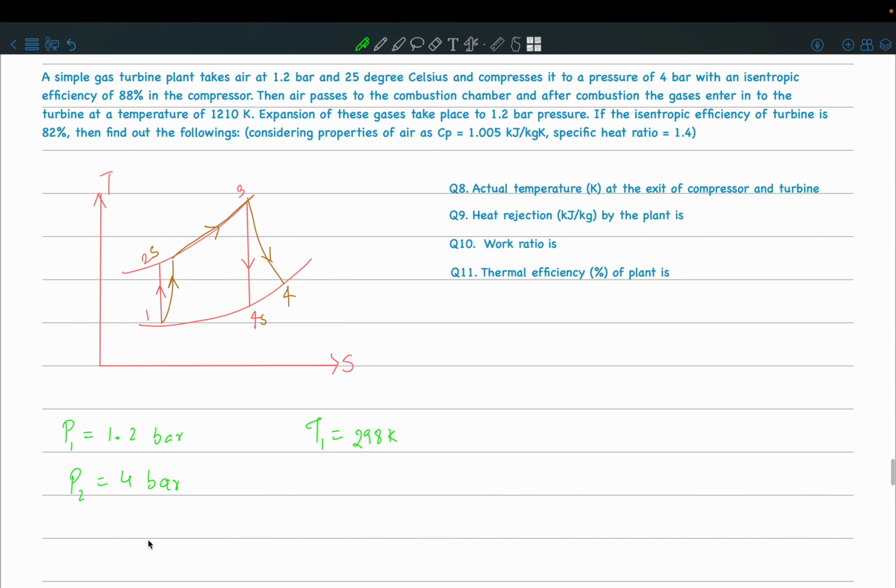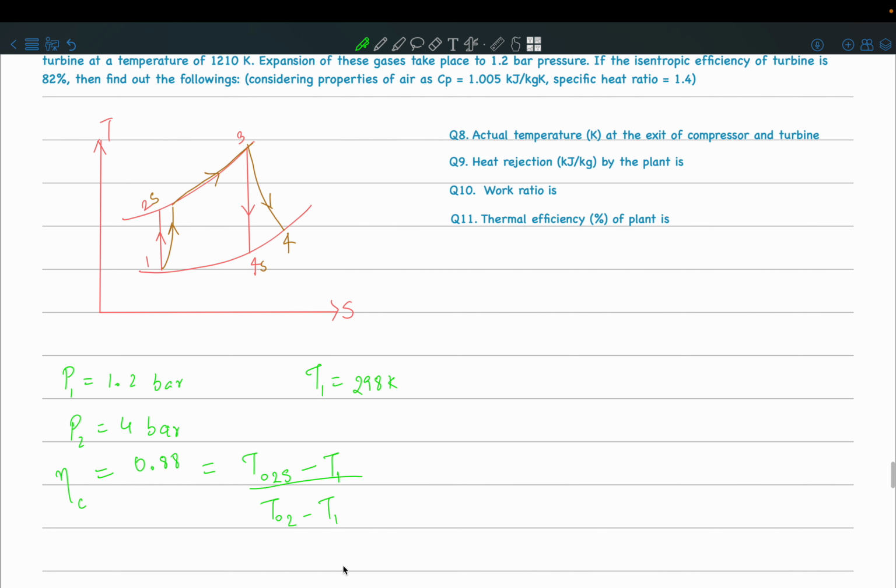And the efficiency of the compressor, remember we defined eta C. So eta C is given to be 0.88. But what was eta C? Definition, it was T naught 2S minus T1 divided by T naught 2 minus T1. So we know this is 0.88. So from here we can find T naught 2 and T naught 2S.